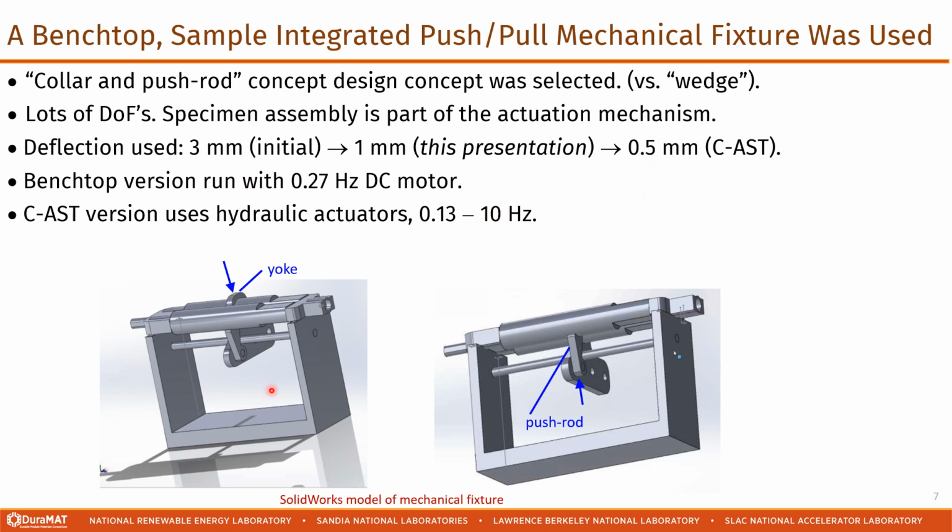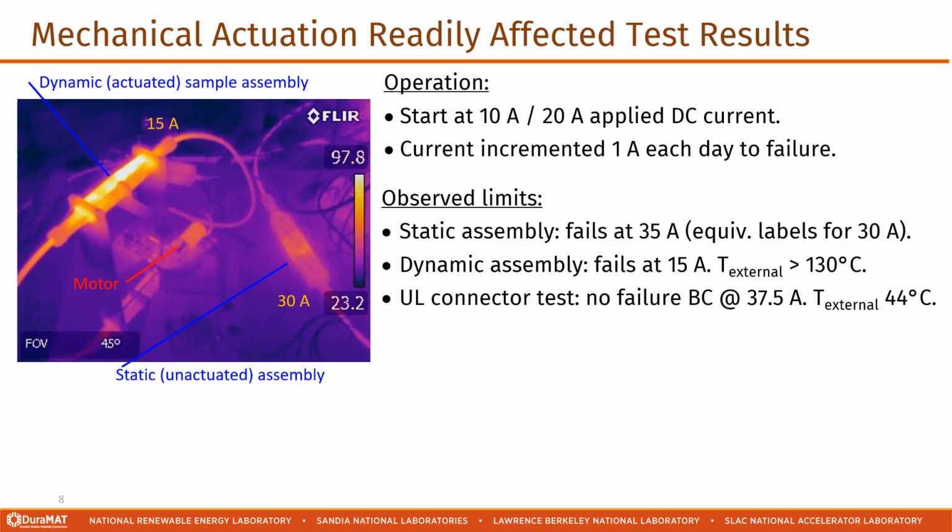The benchtop version here is run with a DC motor. It looks a bit like an oil well pump once it's running. The CAST version instead uses larger hydraulic actuators. There's a couple different speeds of operation here, depending on the sequence within CAST. So here again is the FLIR image from before.